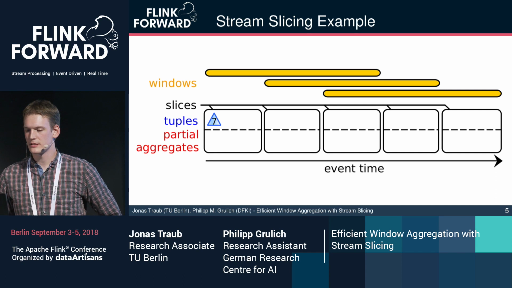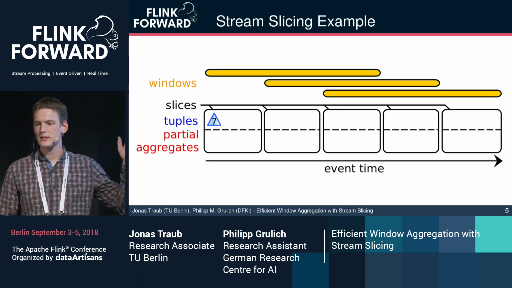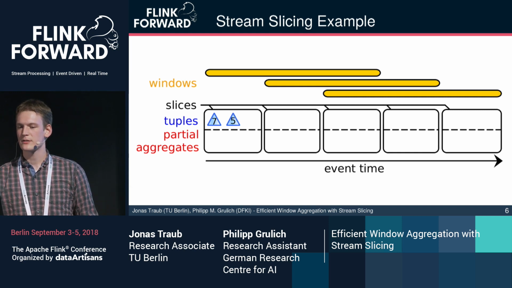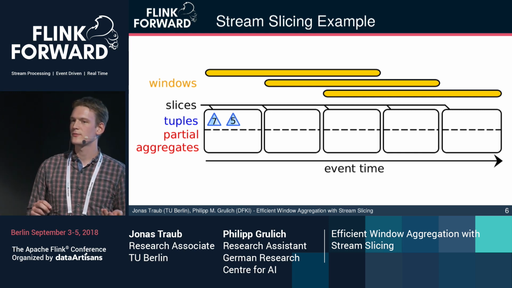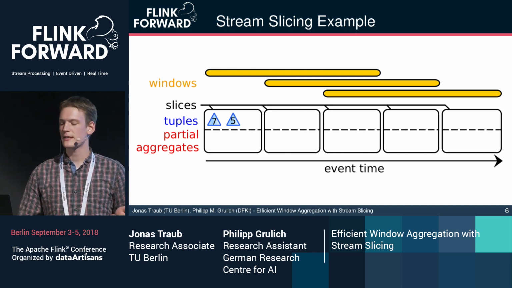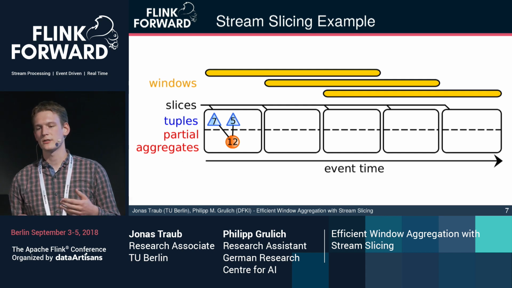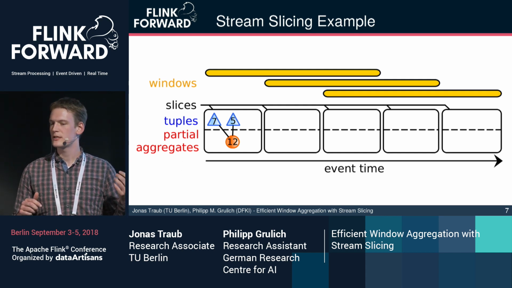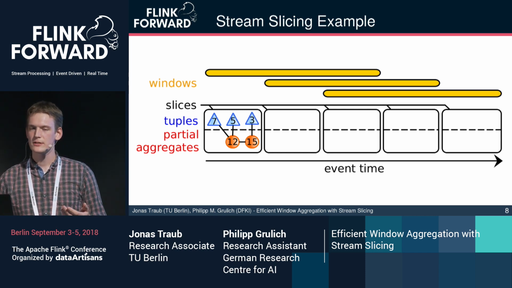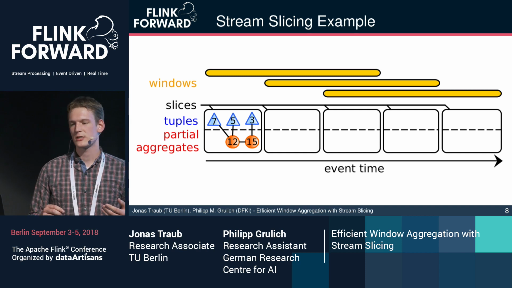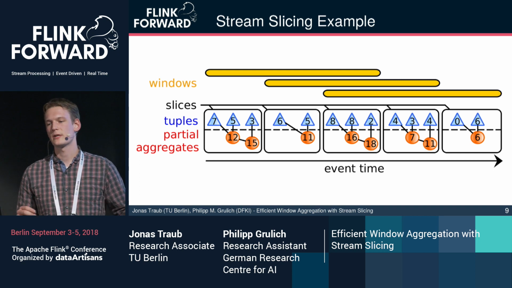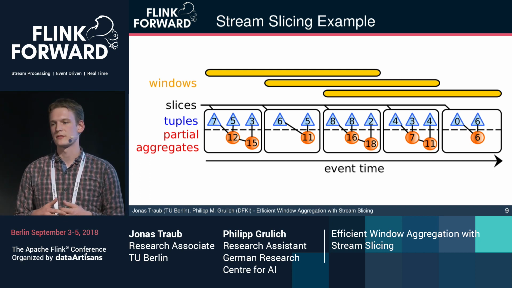So let's consider an input stream. We first receive a tuple here with the value 7, which we assign to exactly one slice. We then receive another tuple with the value 5, which we again assign to exactly one slice. And as soon as we receive the second tuple, we can already compute a partial aggregate of those two tuples. Here we use the sum aggregation, so that partial aggregate would be 12. And whenever a new tuple arrives now, we can update this partial aggregate so that we have the partial aggregates of all slices while we are processing the stream.